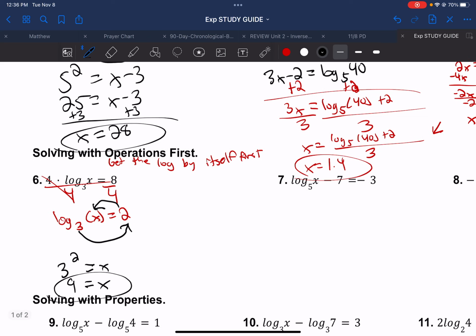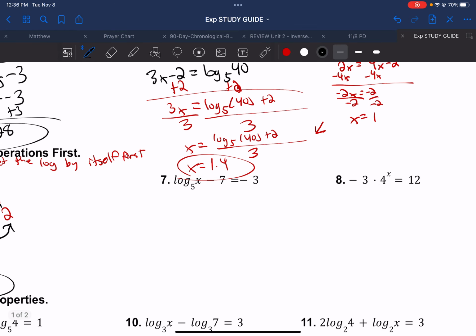That'll make it a lot easier. Okay, same thing with this. First step, plus 7, log base 5 of x equals 4. Then drawing my arrows. The arrows are your best friend. 5 to the 4th power equals x. And then 5 to the 4th, type into my calculator, 625 equals x.